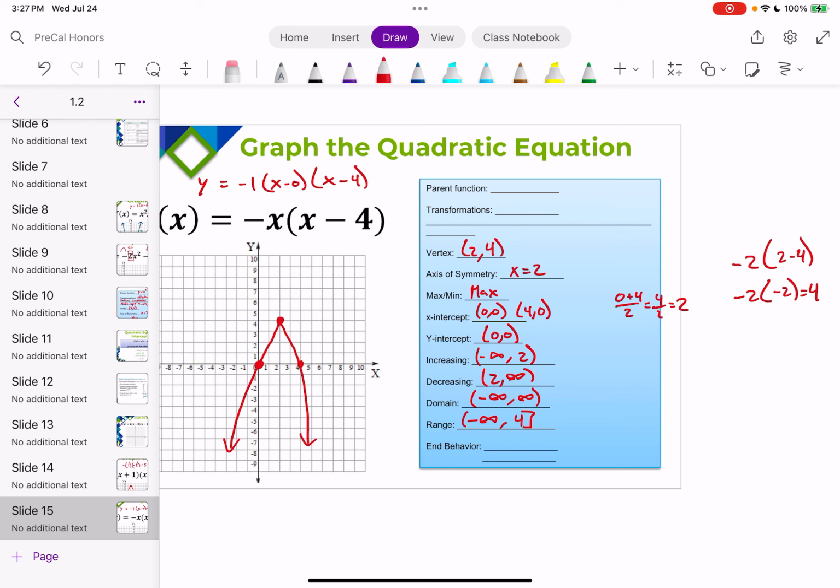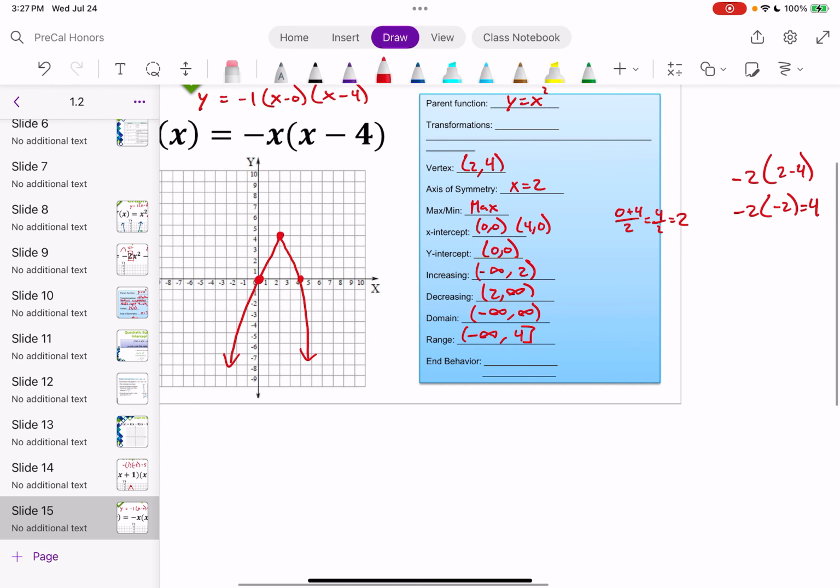Our parent function, which we kind of forgot about, y is equal to x squared. End behavior is x approaches infinity, f of x approaches -infinity. As x approaches -infinity, f of x approaches -infinity.